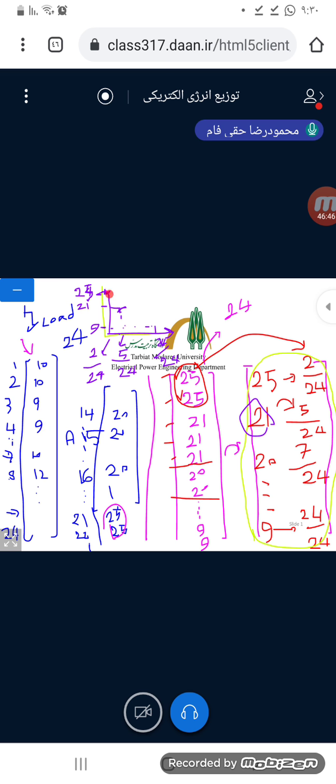You connect these points. This curve is the load duration curve. Okay?